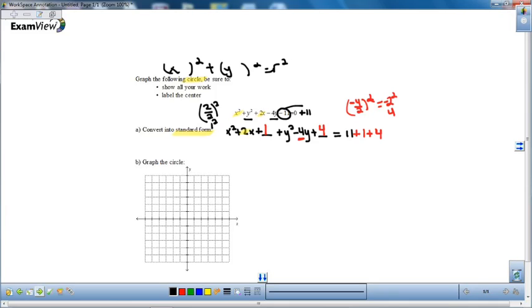So I'm going to factor the x. Two numbers multiplied together that give you x squared. Two numbers multiplied together that give you 1. Then when you cross multiply, they need to give you 2x. So that's (x + 1) squared.